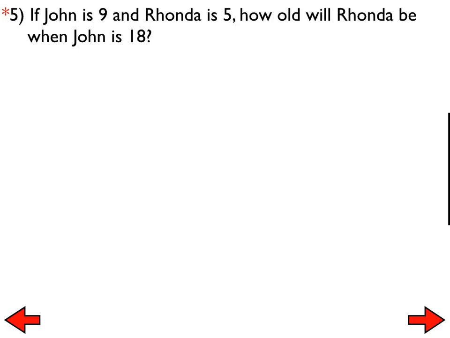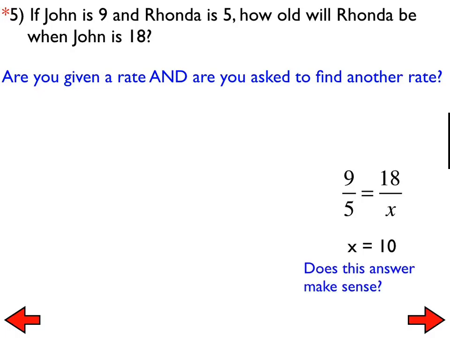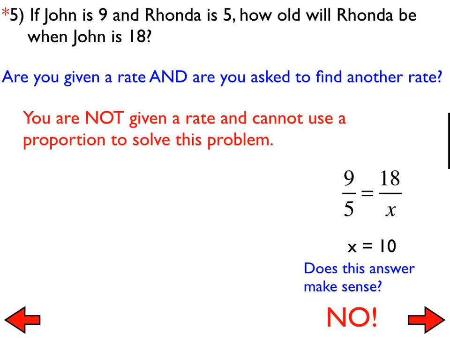So let's just pretend that you went on autopilot and set a proportion anyway to solve this. You would probably have done 9 over 5 equals 18 over x, right? John equals John, and then Rhonda equals Rhonda. And then you would get x equals 10. We want to know if this answer makes sense. And it doesn't, because you have to have a rate to solve a rate. That does not make sense.